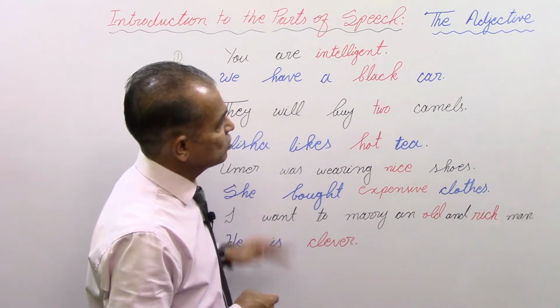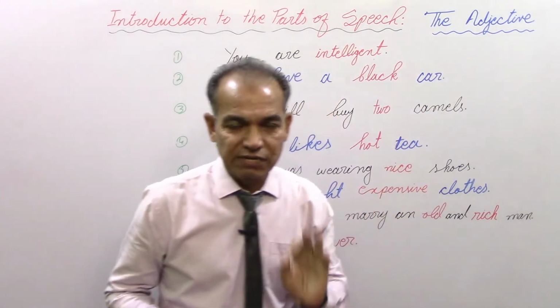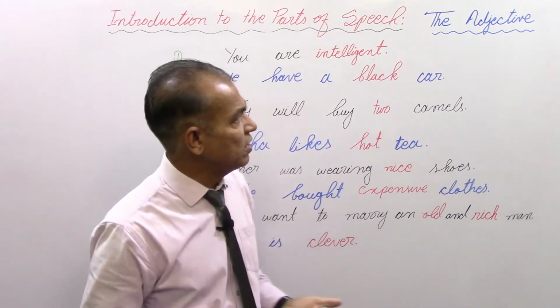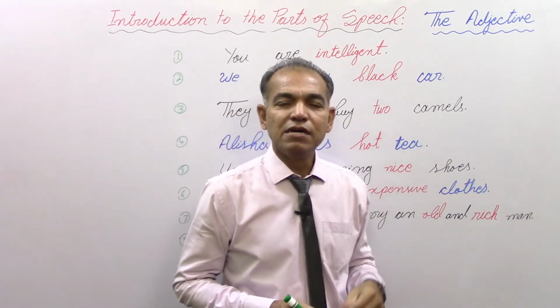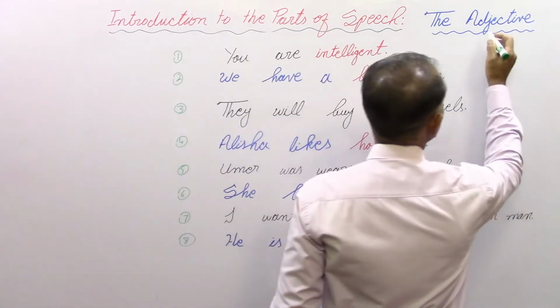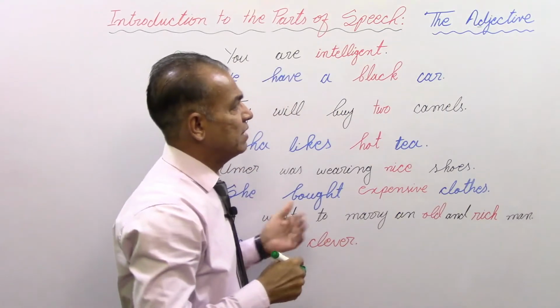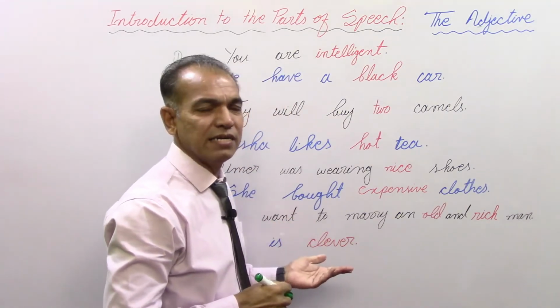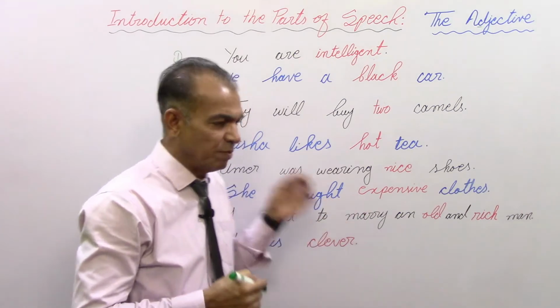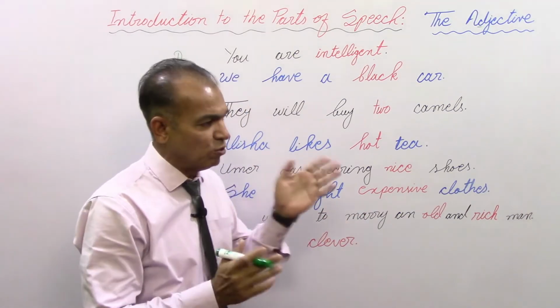The first common thing that you should keep in your mind is that this is written "adjective", but unfortunately in English the D is silent, so you should try to avoid pronouncing D. But even if you pronounce it, it will not make any big difference. It will be incorrect, but it will not make any difference. The basic thing is that you must know what is adjective and how to use it.